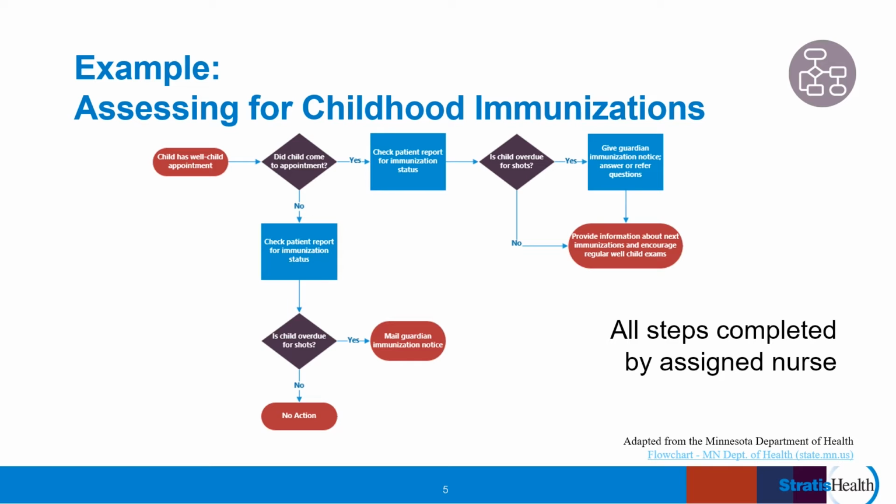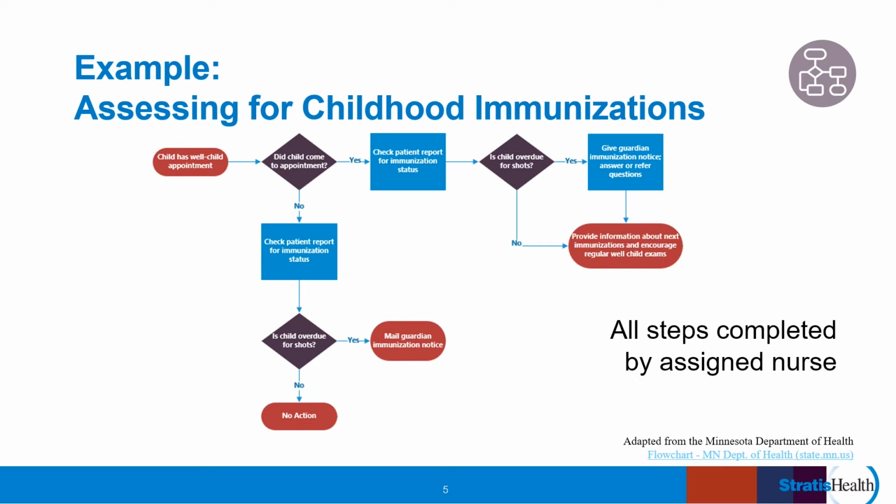If not, we follow the no arrow down to check the child's report for their immunization status and answer if the child is overdue for shots. If they are overdue, the guardian will be mailed an immunization notice. If they are not overdue, no action is taken. Going back to the first decision point, if the child did come in for the appointment, the next step is to check the patient report for immunization status and answer if the child is overdue for shots.